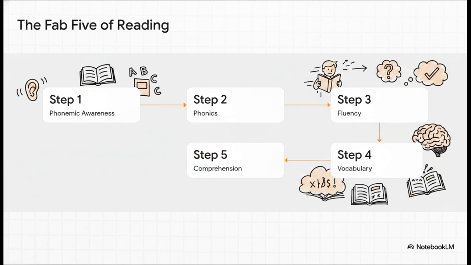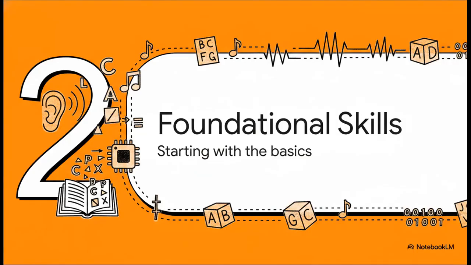Now, the most important thing to see here is that they're in order for a reason. Think of them like a ladder. You can't get to the top rung without climbing the ones below it. Each skill builds on the one before it, all leading to that ultimate goal, comprehension. So, let's start at the bottom of that ladder, the absolute foundation.